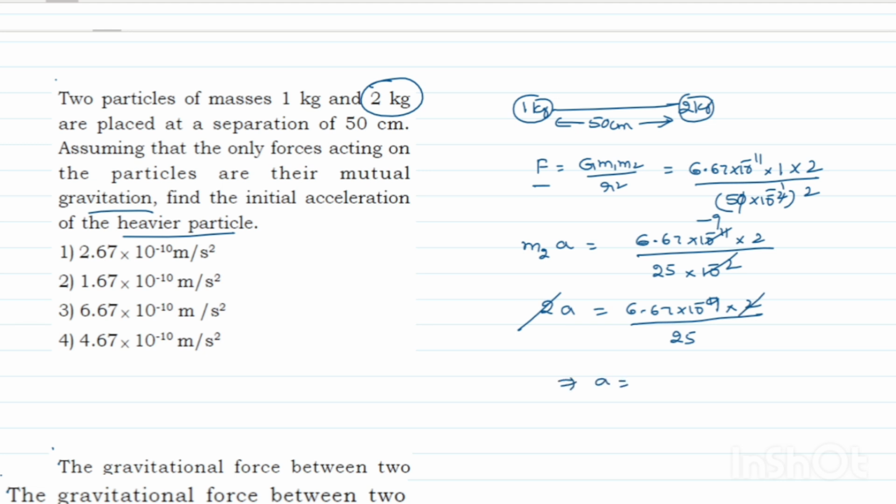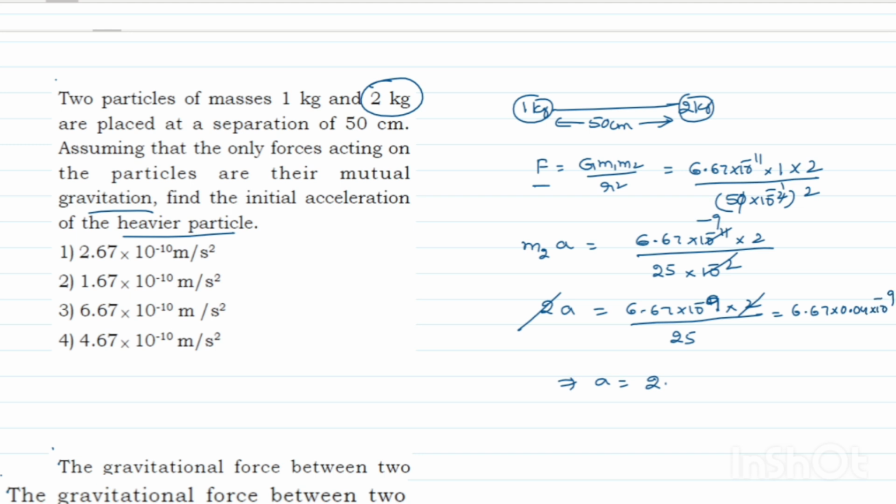Then here, the acceleration value will be nearly 2.67 into 10 power minus 10. When you are simplifying this one, here this is 10 power minus 9. So here 1 by 25 in the sense, you have to take as 0.04, 6.67 into 0.04 into 10 power minus 9 you can take.